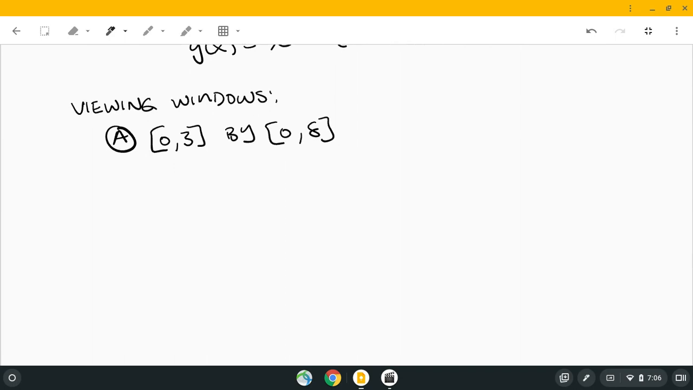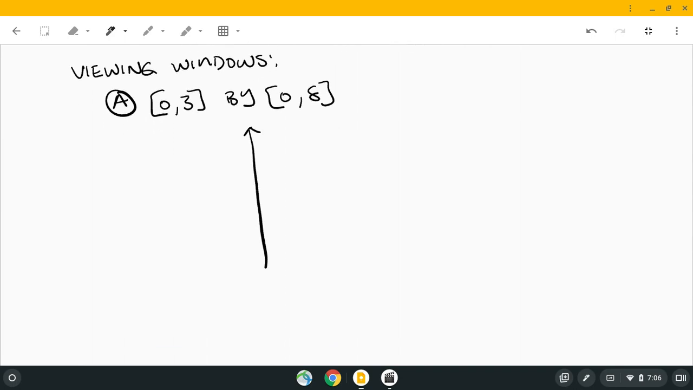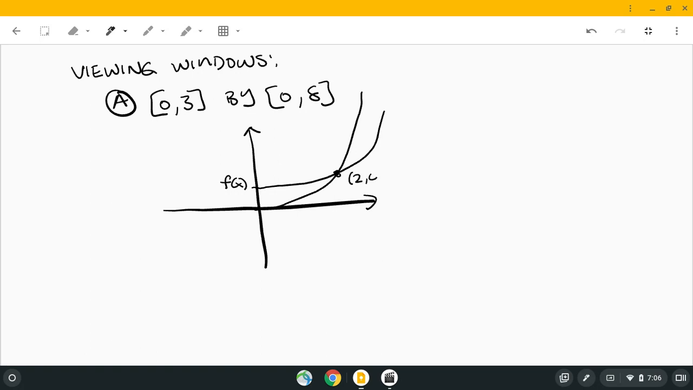So when we look at this, this is what the graph looks like. What happens is f of x starts over here and goes like this. And g of x starts over here and does this. And they intersect right over here at 2, 4.